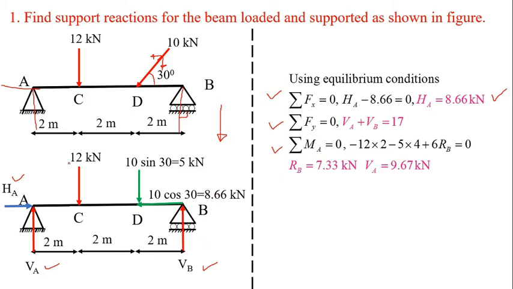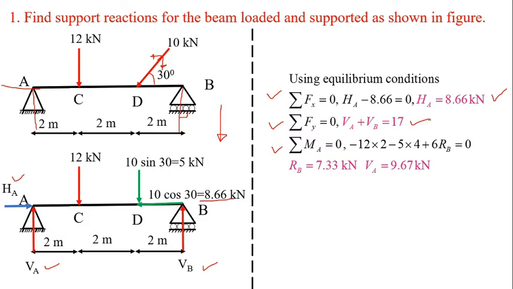It will be 12, not minus 8.66, we are calculating the sum of vertical forces. So, VA minus 12 minus 5 plus VB is equal to 0 and hence VA plus VB is equal to 17 kilonewton. This is summation Fy. Now, summation M about point A is equal to 0.